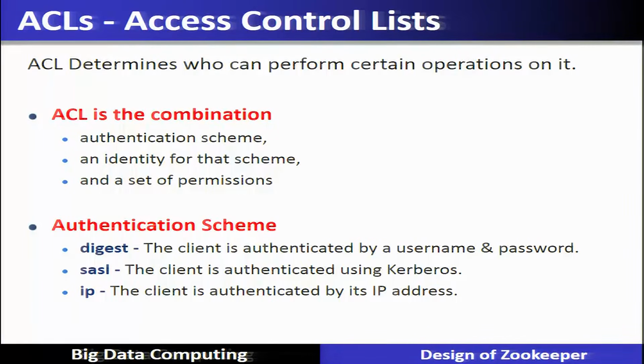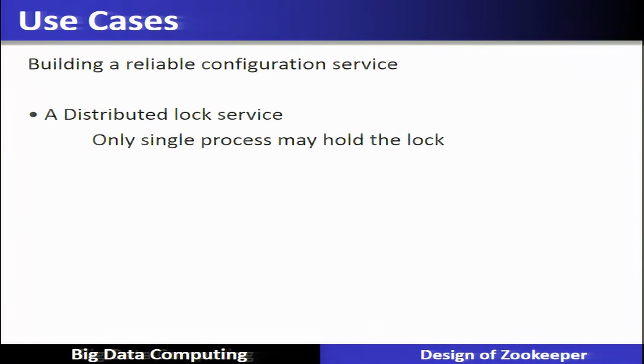Then SASL means the client is authenticated using Kerberos, and it will give a session ACL list, that is called SASL. IP means the client is authenticated by its IP address, and that is the IP scheme.